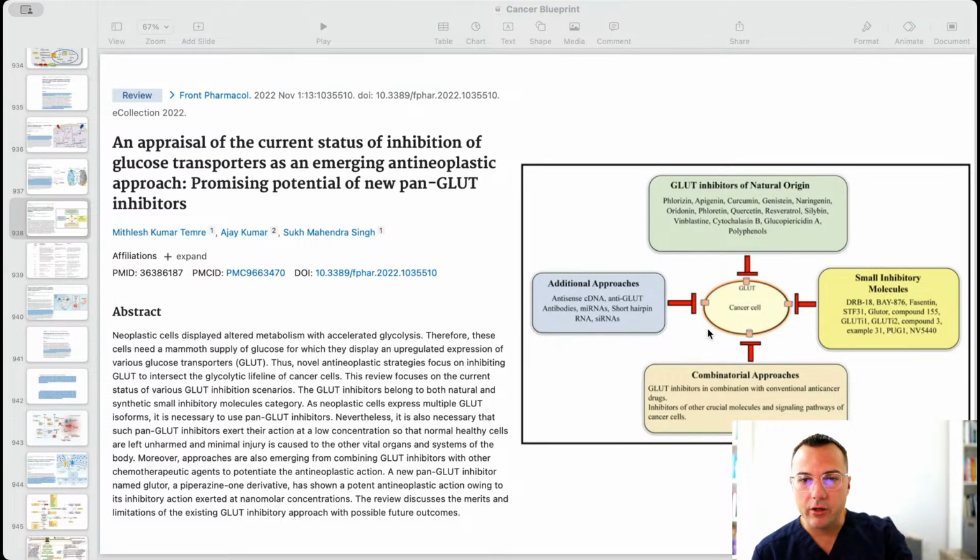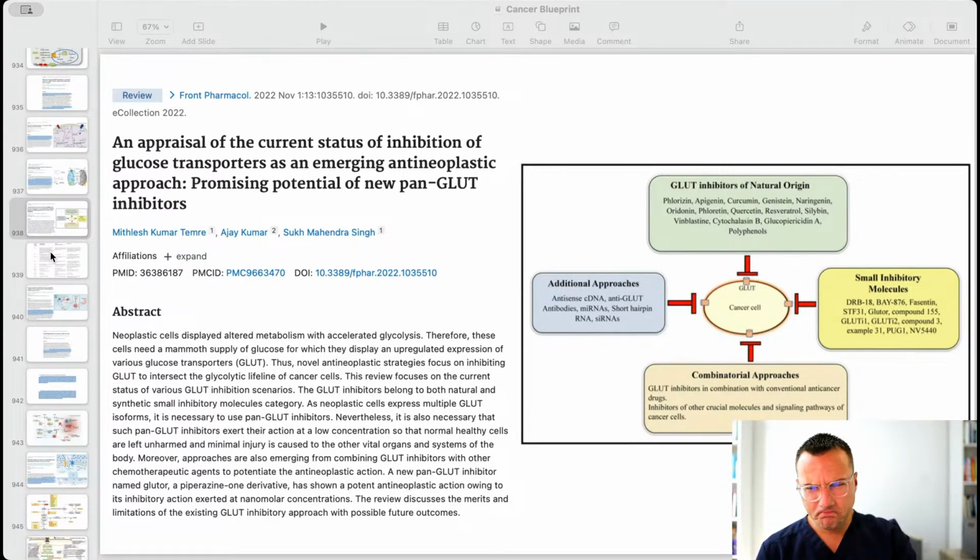And it has a pretty cool graphic here. We have basically the cancer cell, we have the GLUT transporters in various locations, and then we have multiple strategies, right? We have GLUT inhibitors of natural origin, and we'll talk about those in detail and where they work and what specific transporters they block. Then there are the small molecules, some of which we will talk about, some of which are not on this sheet actually. And then there are combination approaches, and additional approaches using other new technologies such as RNAs and certain antibodies and stuff like that. But we're going to focus mostly on inhibitors and downregulators in this particular talk.